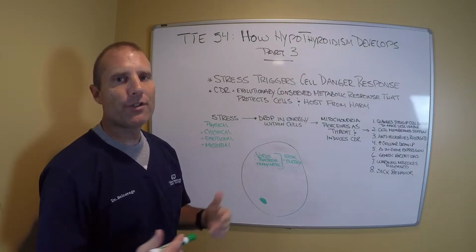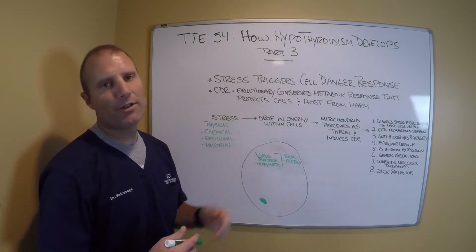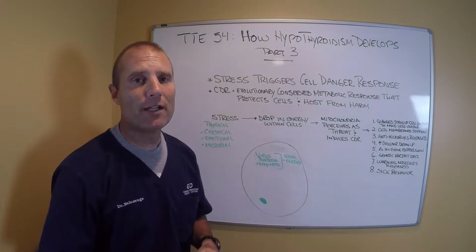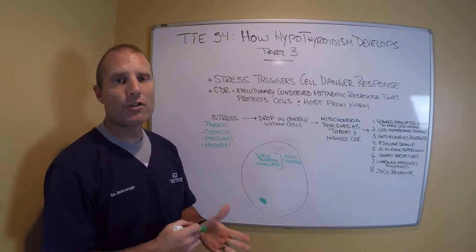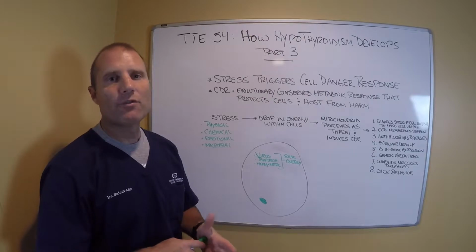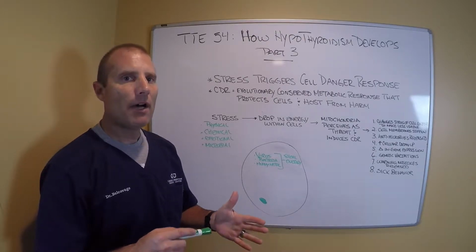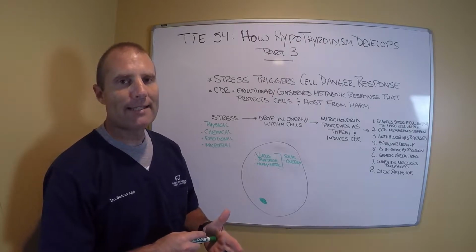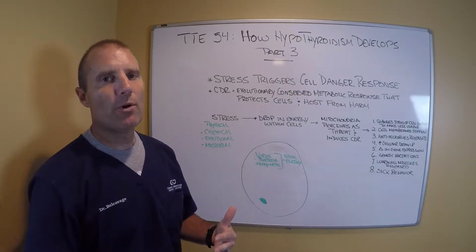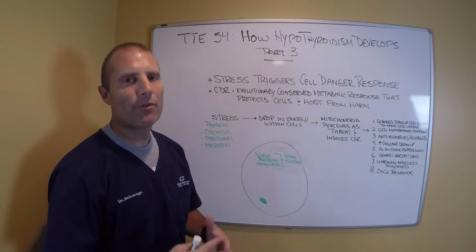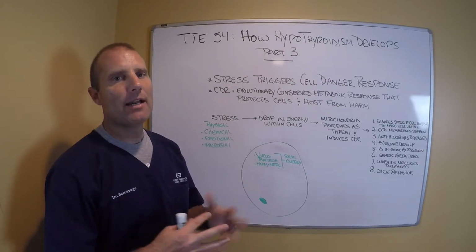We're back for another edition of Thyroid Thursday, and today we're continuing our discussion on how hypothyroidism develops. In the first two videos I talked about the difference between cellular and glandular hypothyroidism. We talked about how hypothyroid symptoms result from decreased active thyroid hormone at the peripheral cellular level, and it's not about the gland.